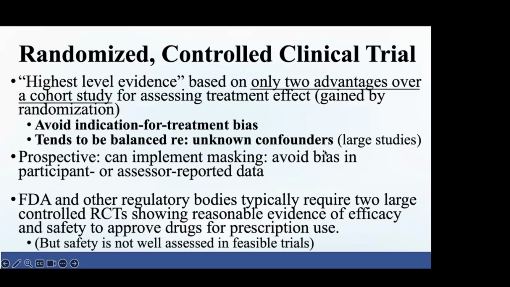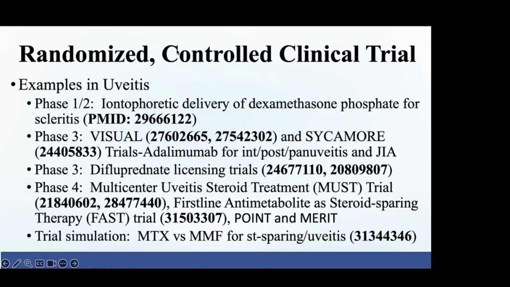You can also implement masking, which could be an advantage to avoid participant or assessor reported data, like patient reported outcome measures, being biased by presuppositions of the people reporting. And the regulatory bodies typically require two of these to approve a drug for use. And so here's some examples of studies in uveitis. And I think I'm going to go ahead since it's taking a long time.